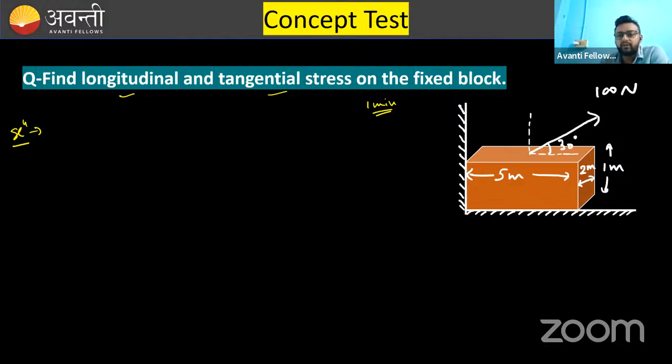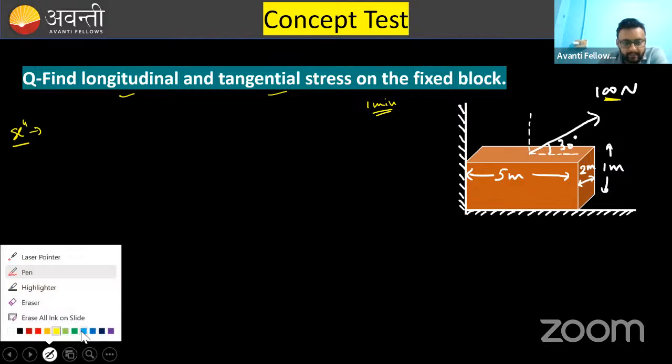First of all, just recall the definition of longitudinal stress. What is longitudinal stress? It is when the force is perpendicular to the cross section area, perpendicular to the surface. Can you see that this force is not perpendicular to the surface? This 100 Newton is not perpendicular to the surface. So can we resolve this force into its components? Yes, we can.